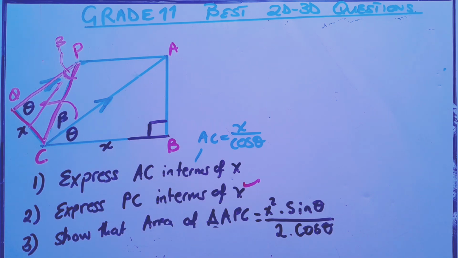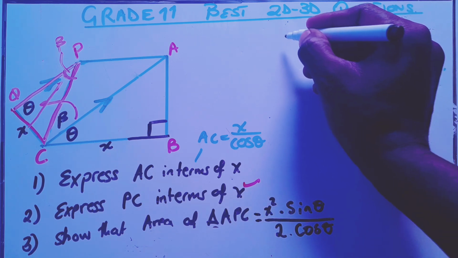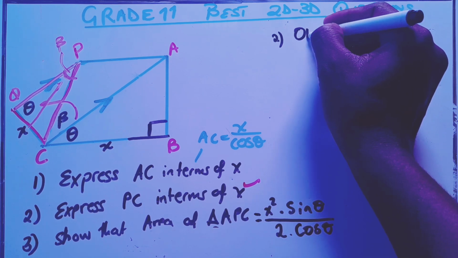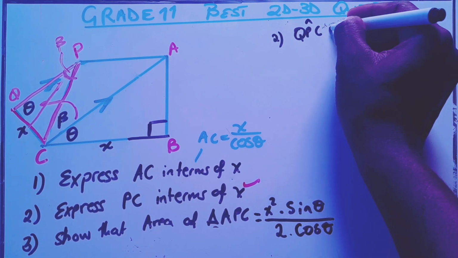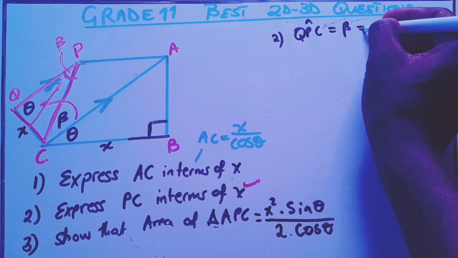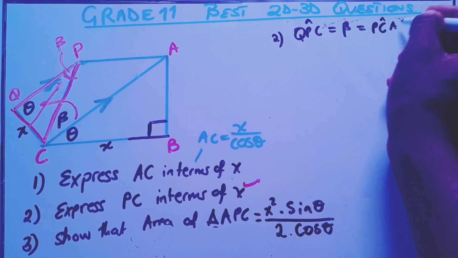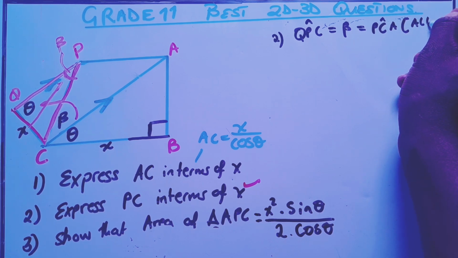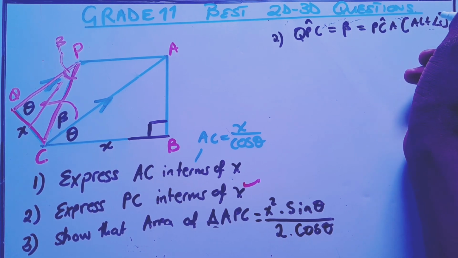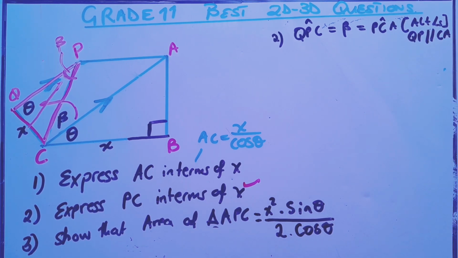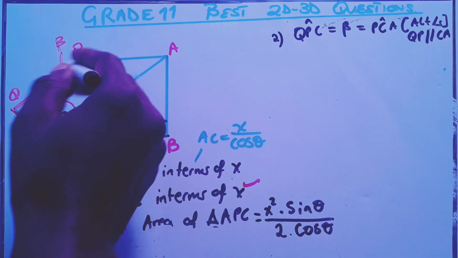So we must put that in writing, right? So it means that on number 2, we can say angle QPC is equals to theta, which is equals to PCA. Why? These are alternate angles, and don't forget to show that QP is parallel to CA, like that, right? So now we can proceed using the sine rule.